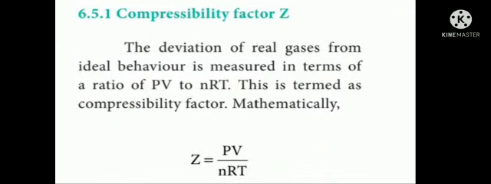Next topic, compressibility factor, denoted by Z. The deviation of real gases from ideal behavior is measured in terms of the ratio of PV to nRT. This is termed the compressibility factor, which is denoted by Z. Mathematically, it is expressed as Z = PV/nRT. It is obtained from the ideal gas equation. This is the definition of the compressibility factor.